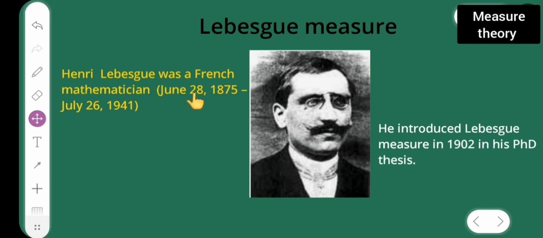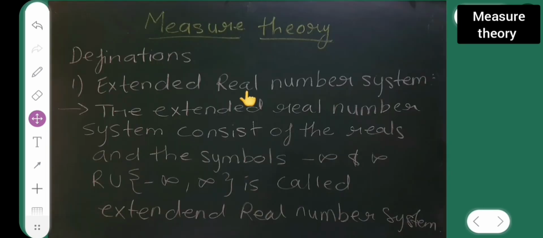Henri Lebesgue was a French mathematician. So, this is Henri Lebesgue. He was a French mathematician, who lived from June 28, 1875 to July 26, 1941. He introduced the Lebesgue measure in 1902 in his PhD thesis. So let us start with some of the definitions.